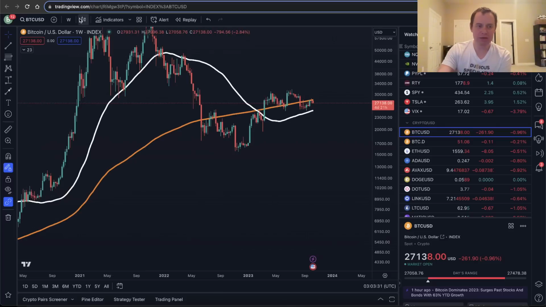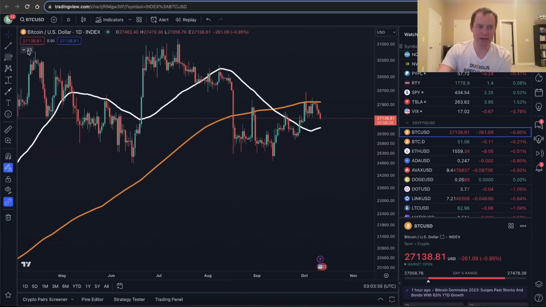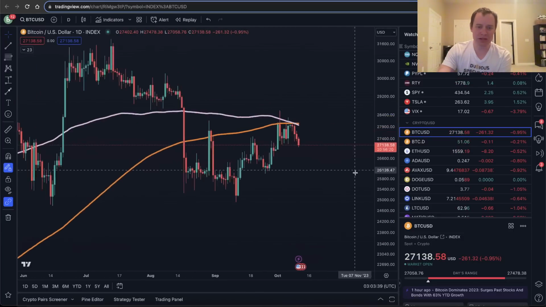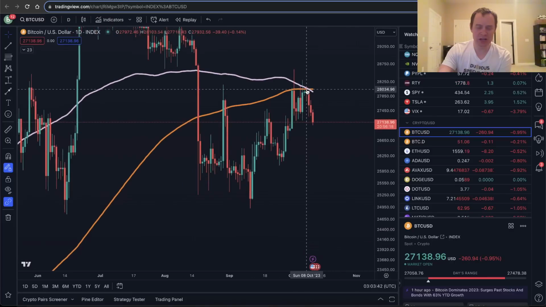Now, if we continue on and look at some daily moving averages, what you will note is that both the 100-day and the 200-day sort of converged here, where Bitcoin got rejected back on October 8th or October 7th, right?